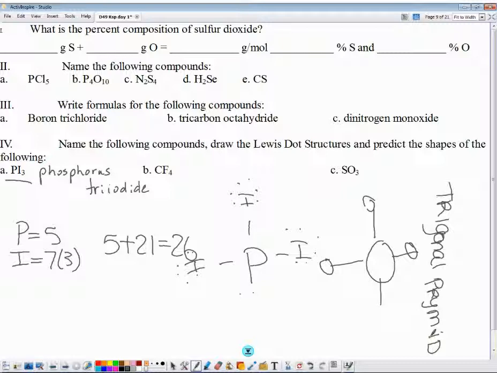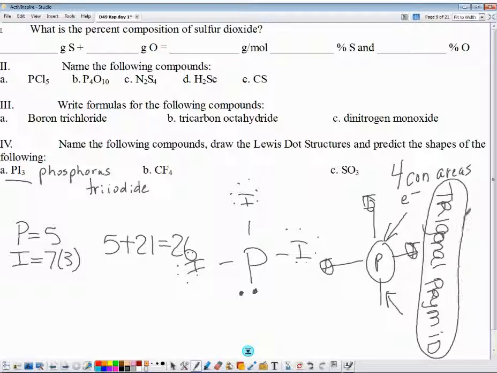Trigonal pyramidal. Good. All right, so phosphorus is in the middle. We have 3 iodines surrounding it. There's 3 dashes that represent 3 covalent bonds. They're sharing their electrons. And then each iodine has 6 more electrons. There's an extra pair of electrons on the phosphorus, but it doesn't have anything bonded to it. That's why she drew a stick over here. So there are 4 concentrated areas of electrons around the phosphorus, but one of them is a lone pair. That makes it a trigonal pyramidal structure and shape.